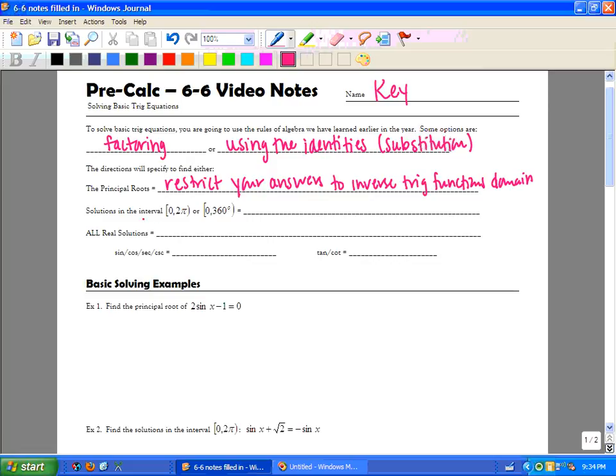If it asks you for solutions in the interval of 0 to 2 pi, that's radians, and obviously 0 to 360 is degrees. Basically, you will look around the unit circle or one period of the graph.